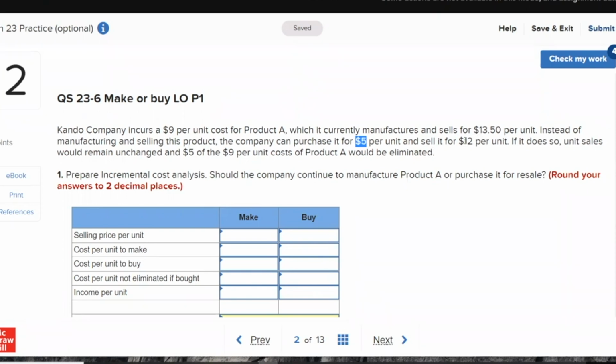We will only be able to sell it for $12 instead of $13.50. I don't know why, but that's the facts they gave you. So if we purchase it, we can only sell it for $12. So we will be losing $1.50.